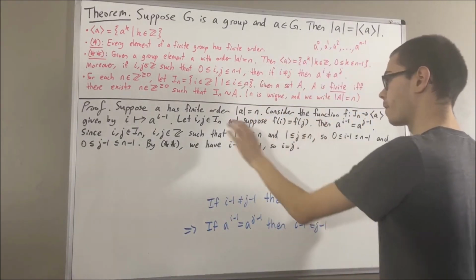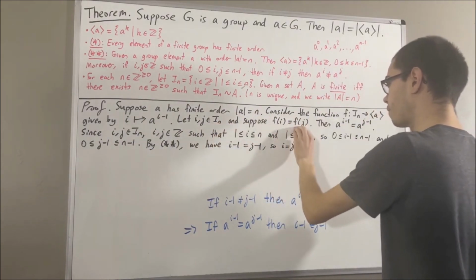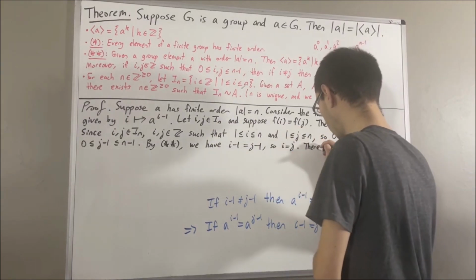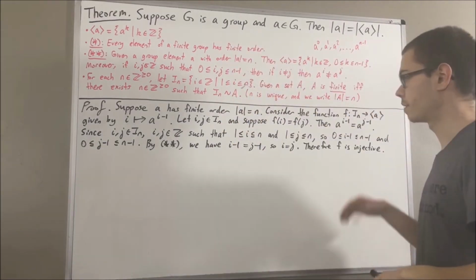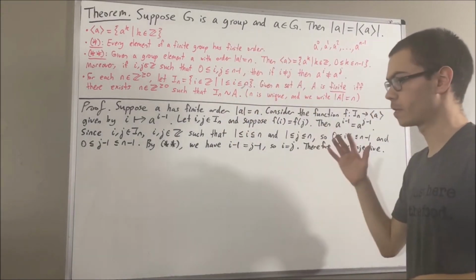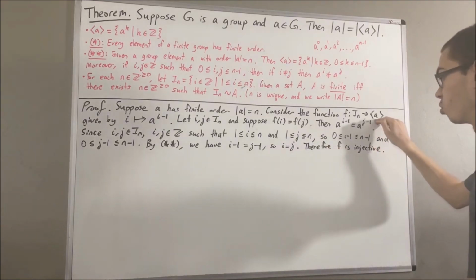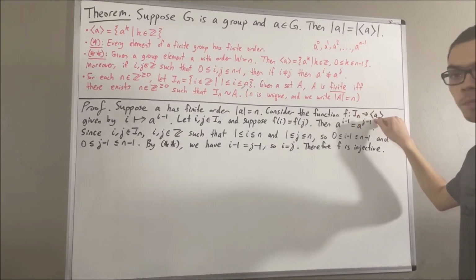So adding 1 on both sides, we get i is equal to j. So we've shown if i and j are any two elements of I_n, well then if f of i is equal to f of j, then i is equal to j. So this shows f is injective. Now let's show that f is surjective. To prove surjectivity, we want to prove for every element q in the group generated by a, there exists an element i in I_n such that f of i is equal to q.